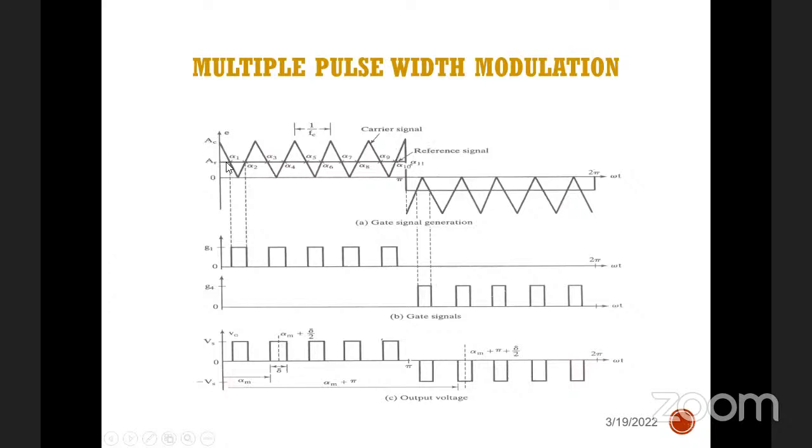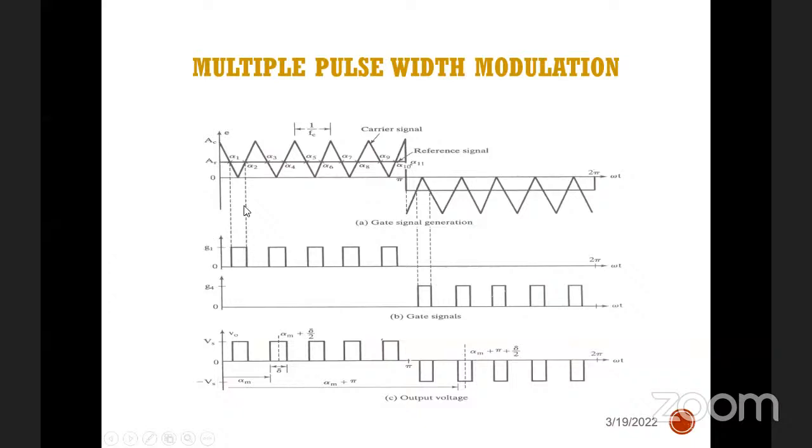We are going to take the carrier signal here, which has multiple frequencies. Here, the frequency is higher. So this is the carrier signal and this is the reference signal, and again we are comparing these two signals. Whenever the reference signal magnitude is greater than the carrier signal, we provide a pulse during that interval. That is alpha 1 to alpha 2, and the second one is alpha 3 to alpha 4, and alpha 5 to alpha 6 during this interval. These are the pulses we are providing to the switches.